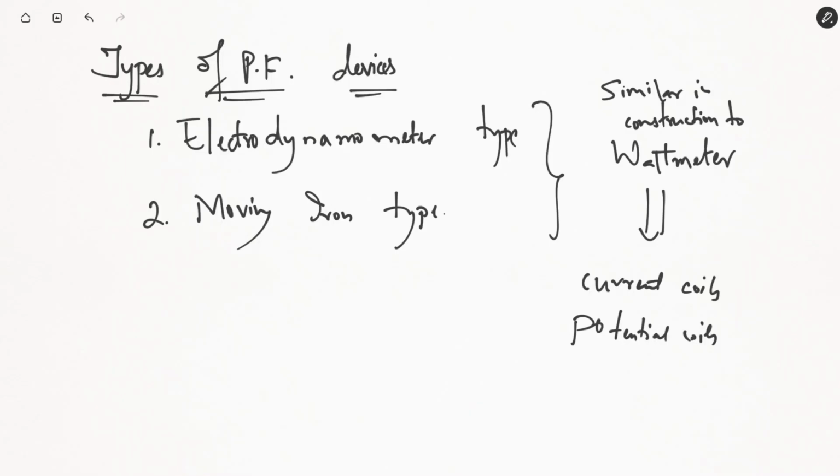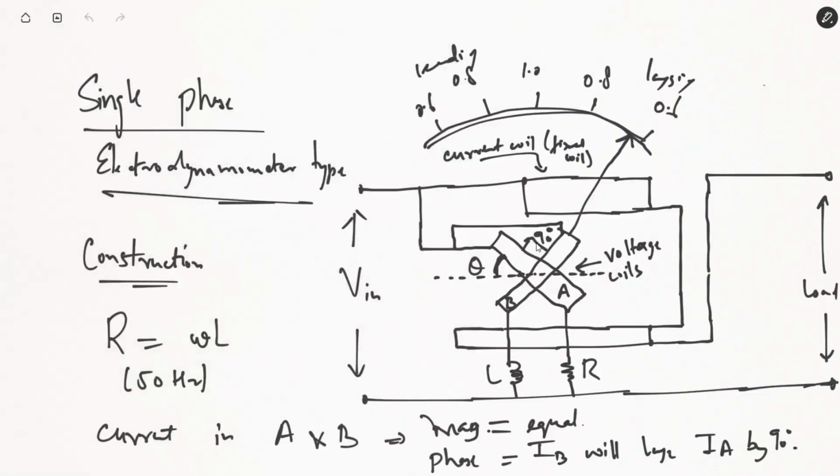So in the last session we started with the electrodynamometer type. Again, in the electrodynamometer type you have the single phase type and the three phase type. In all of these structures there will be a current coil and a pressure coil. In the single phase electrodynamometer type, you have a current coil that's fixed, and you have a voltage coil. The voltage coils are not fixed coils; they will be moving in nature.